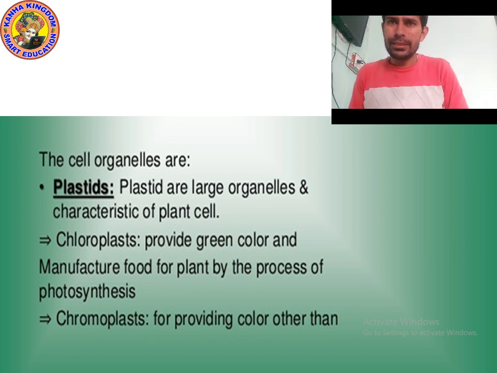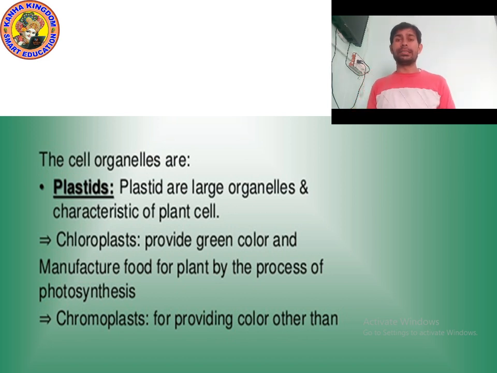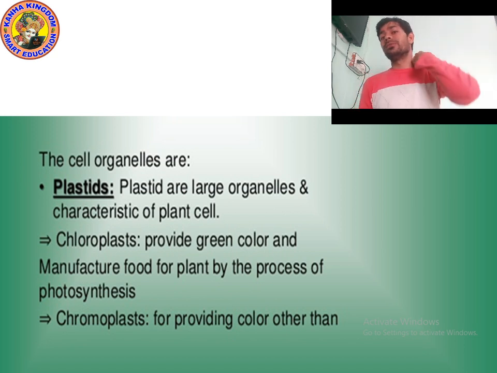And what is present in the plastid? In the plastid, chloroplast is present. And what is present in the chloroplast? In the chloroplast, chlorophyll is present. And you know what chlorophyll is. You know that chlorophyll is responsible for the green color of plants and leaves. Chlorophyll is a pigment which provides green color.